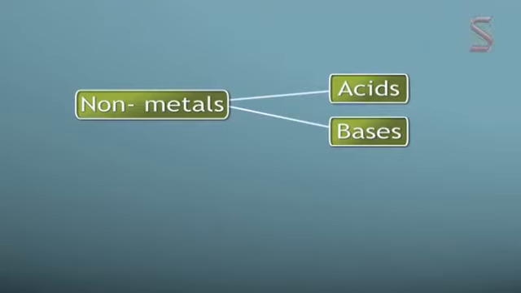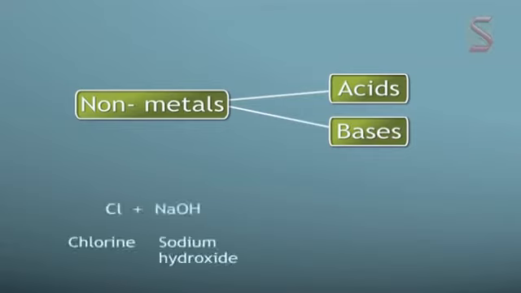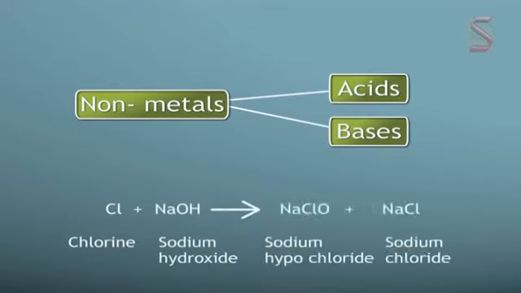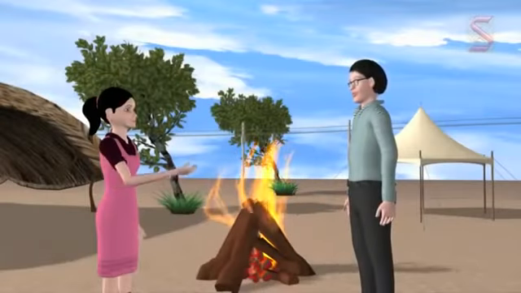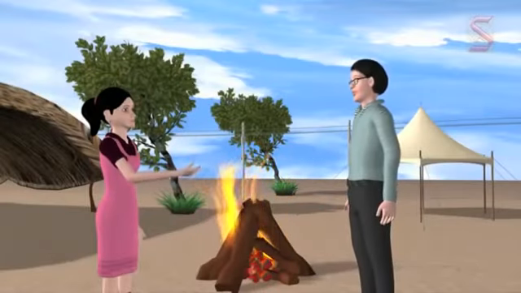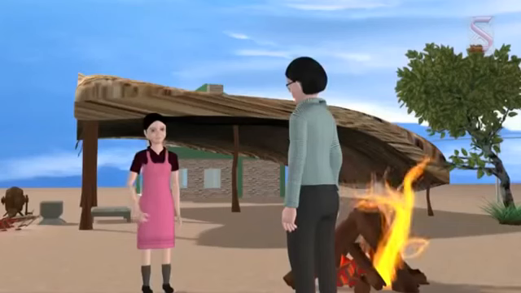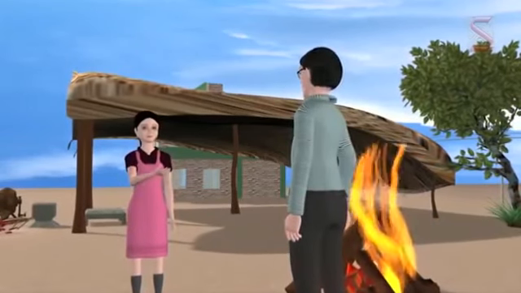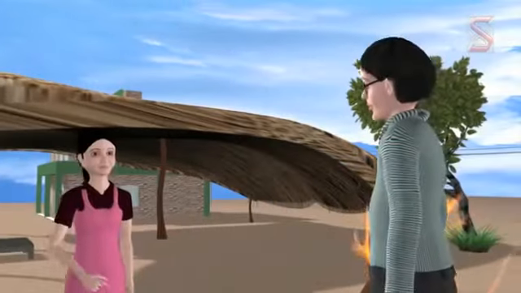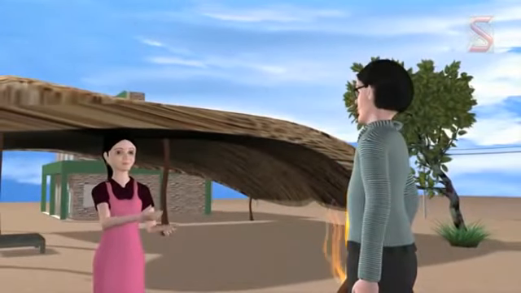Reaction of nonmetals with bases is complex. For example, when chlorine reacts with a base like sodium hydroxide, it gives multiple products like sodium hypochlorite, sodium chloride, and water. It was very interesting to learn so much about nonmetals. Now I will be able to identify the properties and uses of nonmetals.